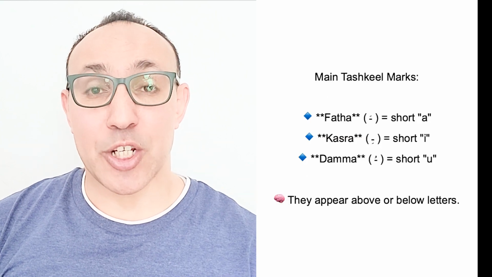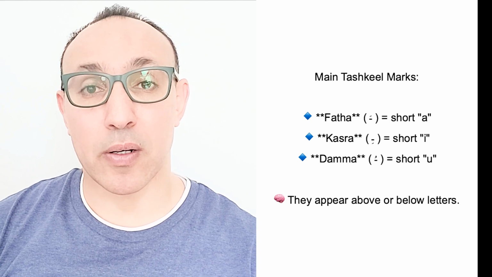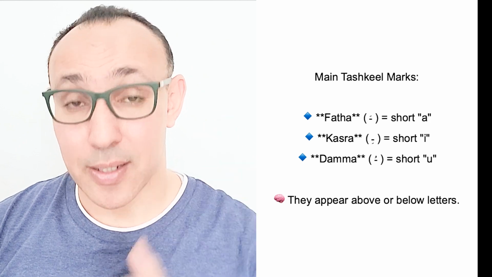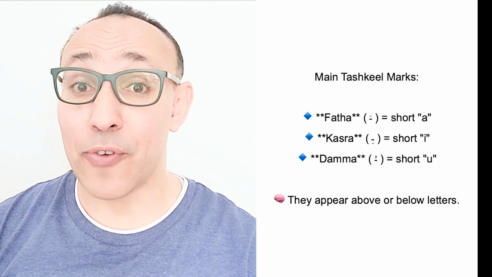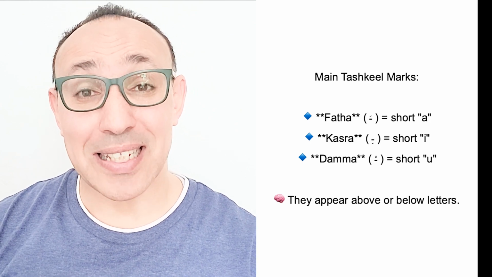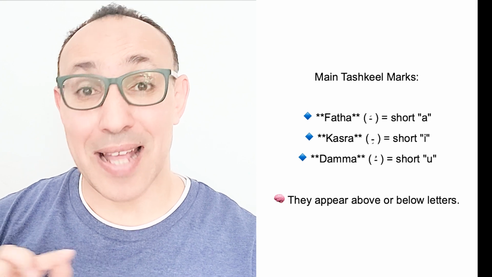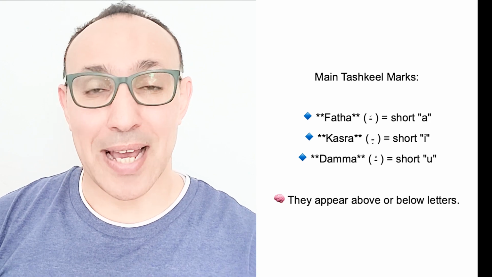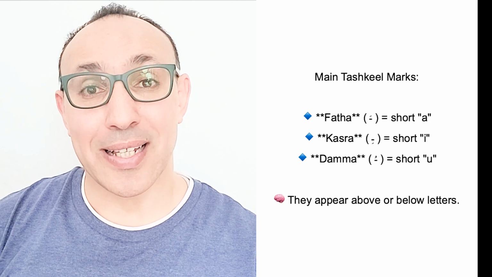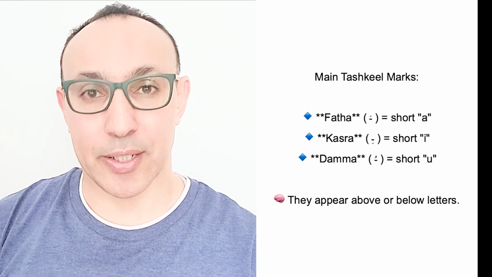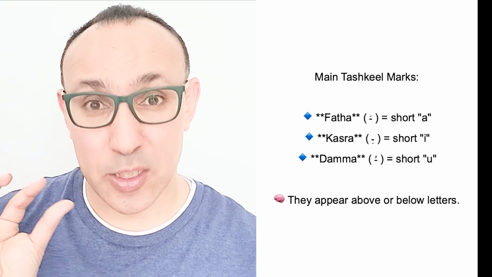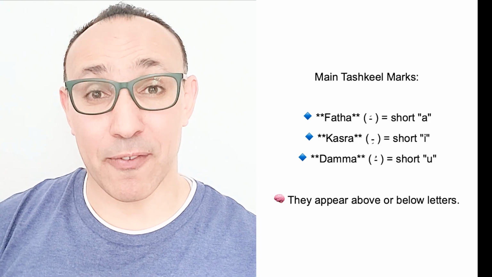The three main tashkil marks are الفتحة, الكسرة, and الضمة. Okay, so fatha, kasra, damma. The fatha is a symbol, like a dash or a tilted dash that you find above the letter. El-kasra is the same symbol but below the letter. El-damma is like the letter waw, but small, and you find it always above the letter.